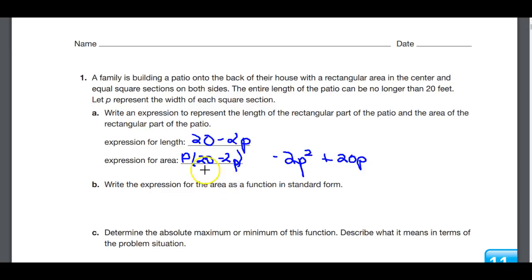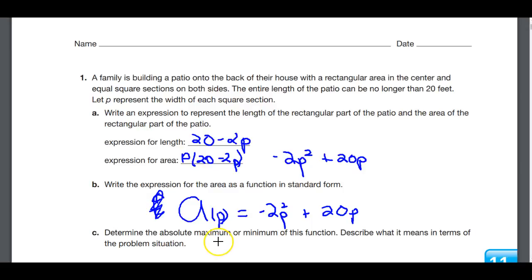Okay. So it says write the expression for the area as a function in standard form. So in standard form I'd have f. Oh, let me not use f. I'll use A for area. The area depends on p, which is the width of each square section. So A of p is equal to negative 2p squared plus 20p, right?